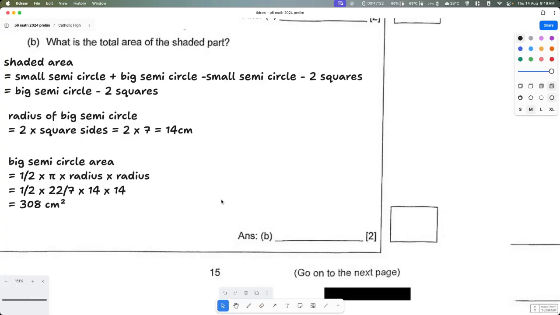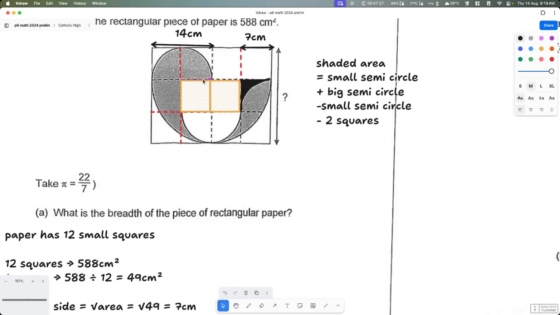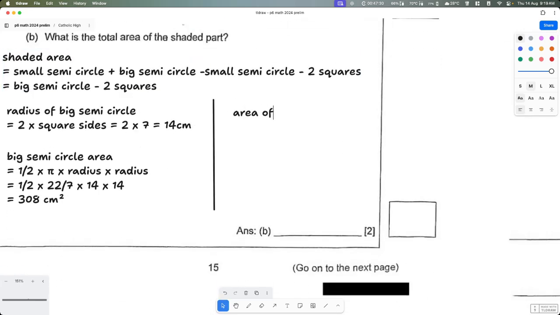All right, so now the next thing is we want to get the area of one of the squares. So area of one square is equal to 7 times 7, because one side is 7. Then 49 centimeters squared. So that means area of two squares is equal to 49 times 2. This will give us 98 centimeters squared.